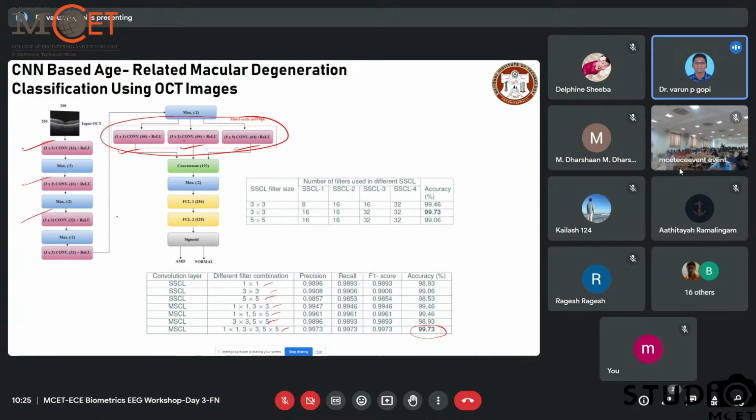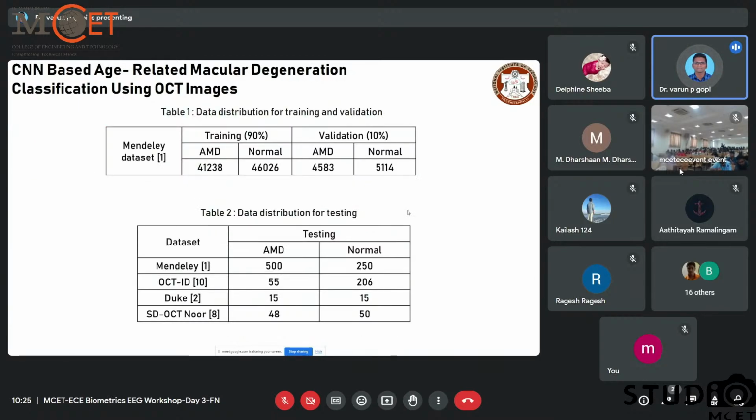Similarly, we have taken different combinations of the other networks, and we are getting good results for the combination of 16, 16, 32, 32. So that's why we have chosen the network structure like this. So in this case, we have taken 90% of data for training and 10% data for validation. For AMD, we have 41,000 data, and normal we have 46,000 data. For validation, we have 4,500 AMD and 5,000 normal data. In addition to that, we have tested with AMD 500 and normal 250 and other data sets like 55, 206, 15, 15 and 48 and 50.